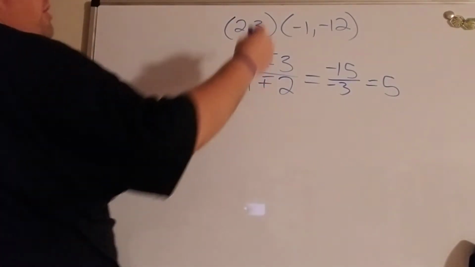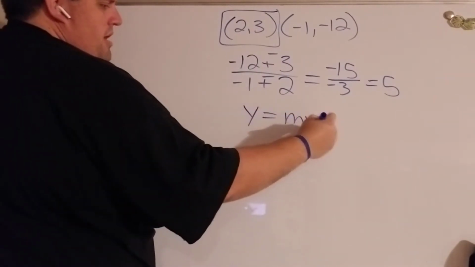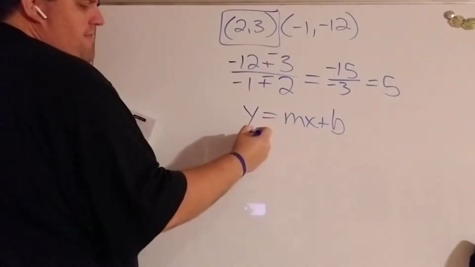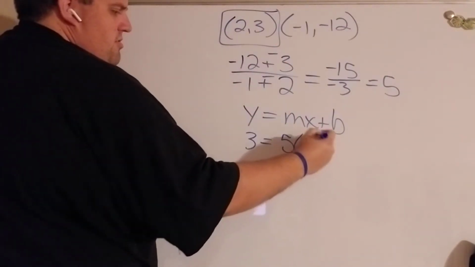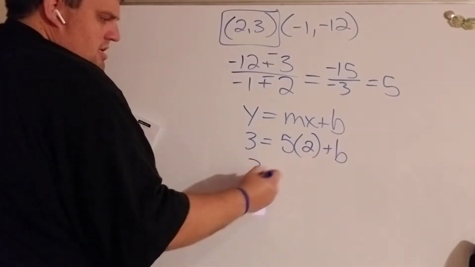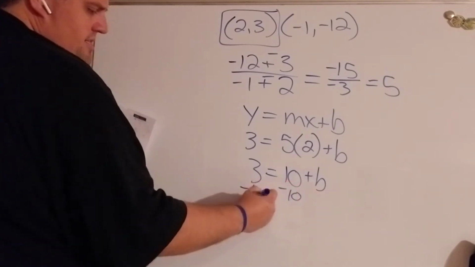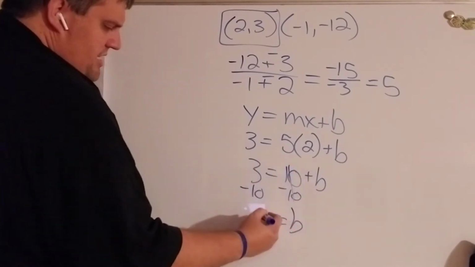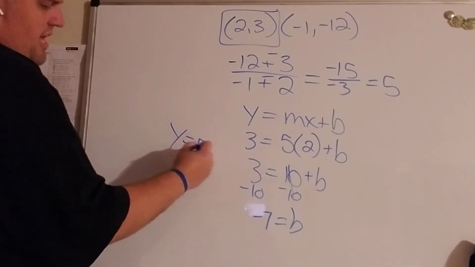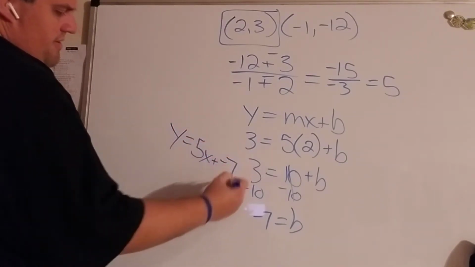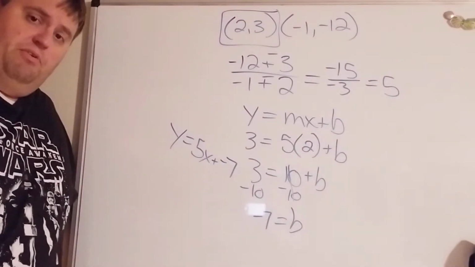And then, remember, you can pick any point you want. I'm going to pick that one because it has positives. Y equals mx plus b. The y value here is 3. The slope is 5. The x is 2, and we don't know b. 5 times 2 is 10. Minus 10 from both sides. And the y-intercept here is -7. So the equation we're looking for is y equals 5x plus -7. And that is our equation in slope-intercept form.